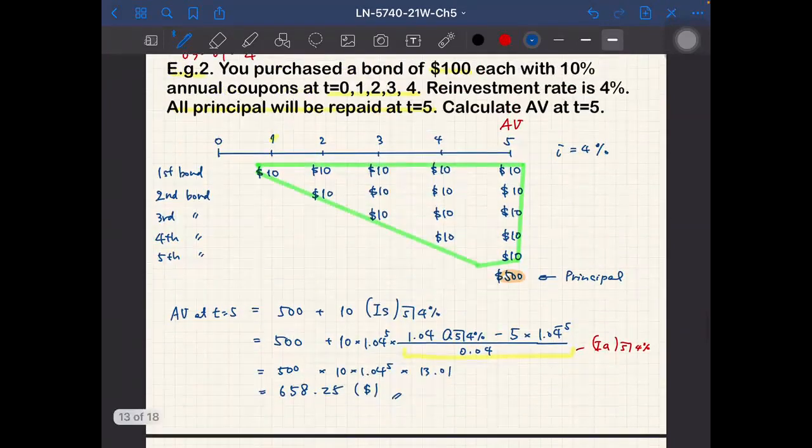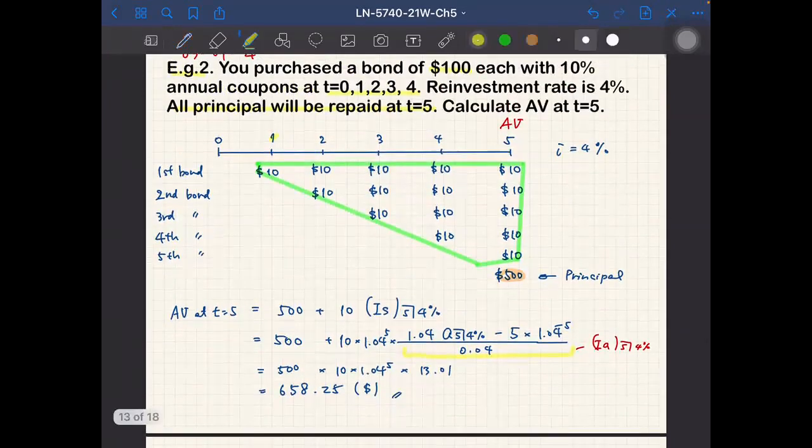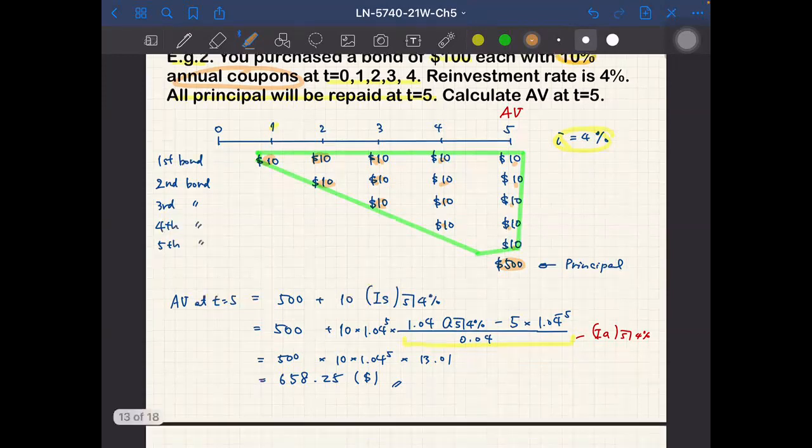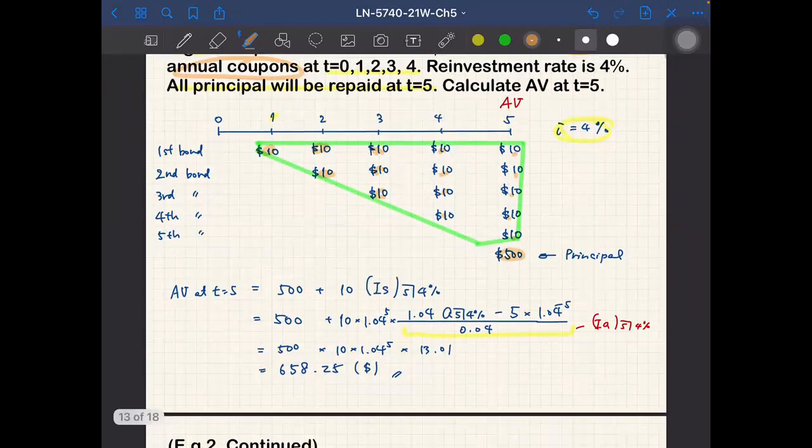Again, the point is that we only use the reinvestment rate. The 10% annual coupons are reflected in these $10, but not explicitly used. Just to generate the $10 cash flow, we use 10%, but we don't use 10% as the interest rate. The interest rate which will be earned on these payments is 4%.